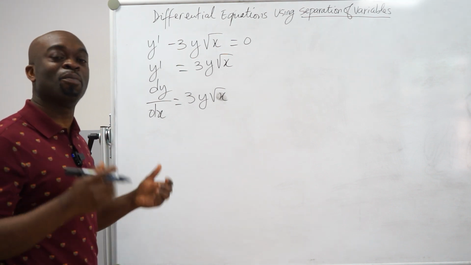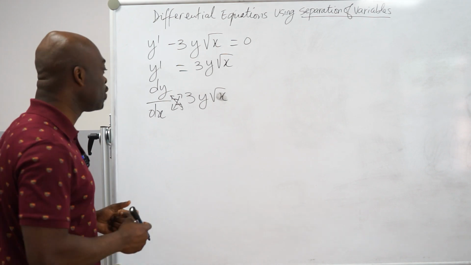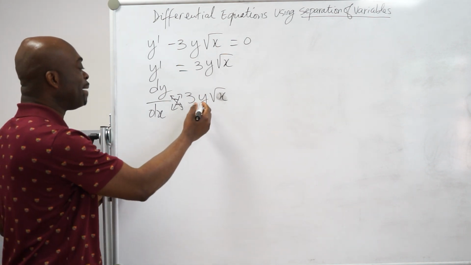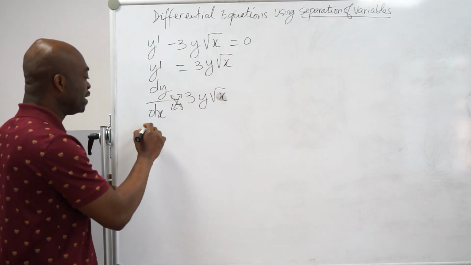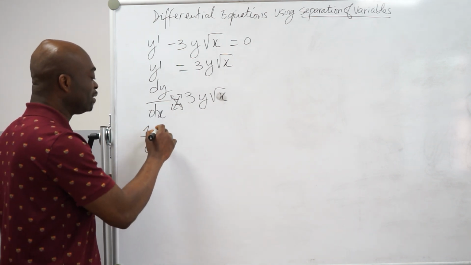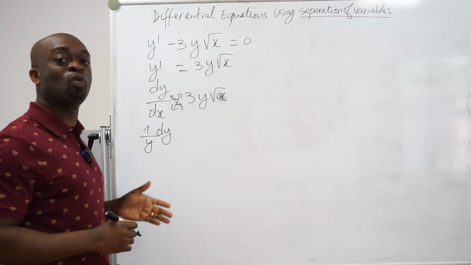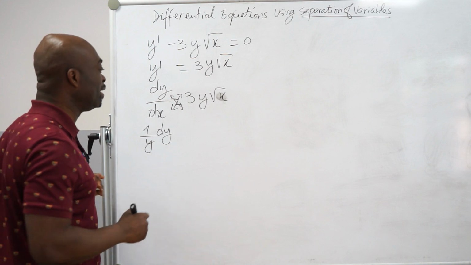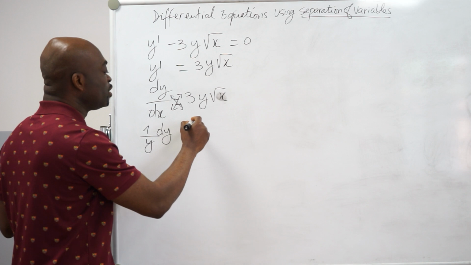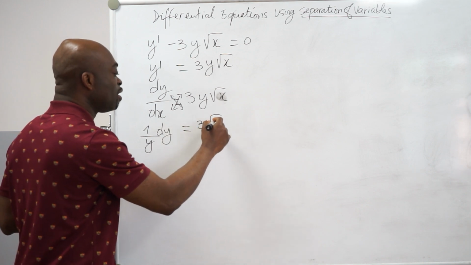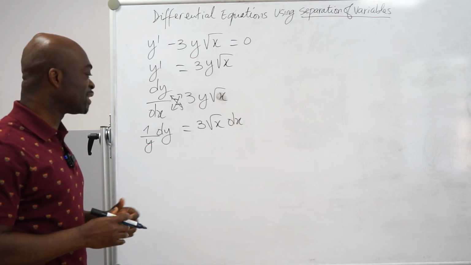So we have to cross multiply. When we cross multiply, the y is going to come down here, which is going to be 1 over y. Then we have the dy. We keep the dy on the left side because we want the y on the left side, okay? And then the dx is going to the right side, so we end up with 3 square root of x dx. All right, ladies and gentlemen, so this is what we have.